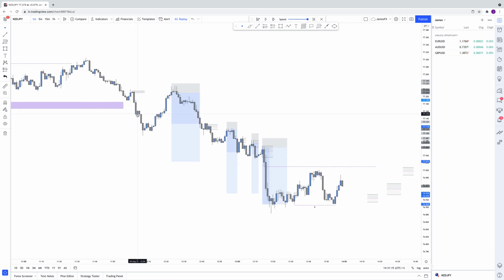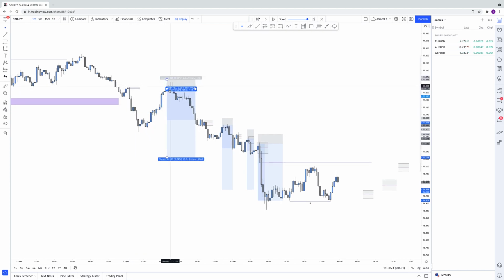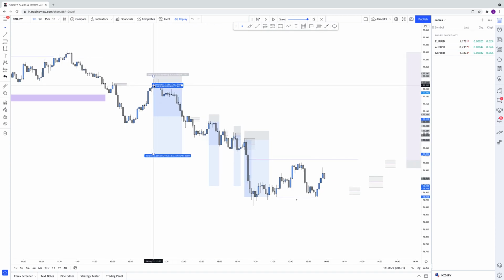Okay, and we do have an area here, but we can clearly see that the move that caused this supply and the break started from up here, and that's where price is likely going to be gravitating to. As you can see, it did, and that's a clear entry that we can take on a 1 minute time frame, and that's the first entry.